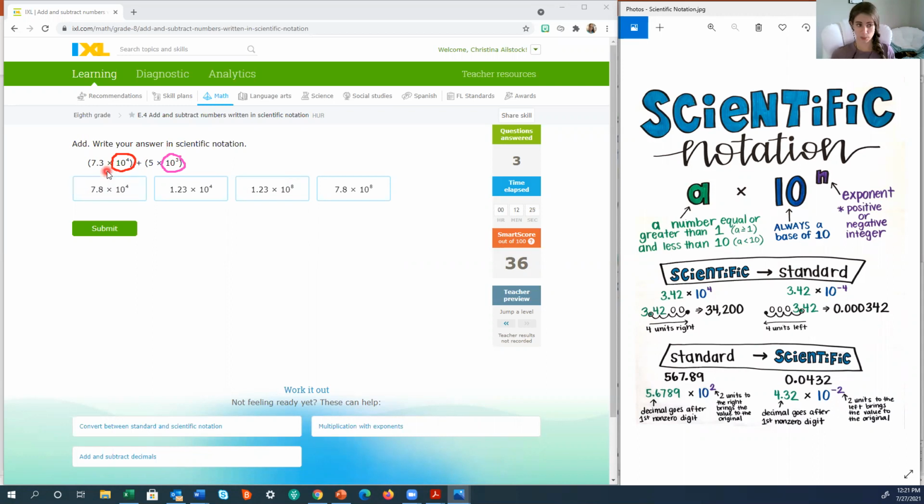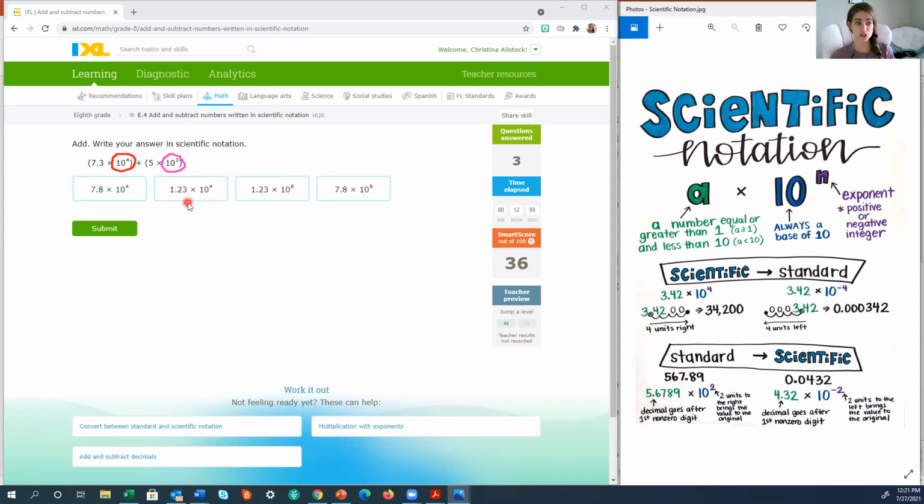Either on this first number, we can move the decimal point so that we lose a spot and it becomes 10 to the third, or we can go to our second value and add a decimal point movement so that it becomes 10 to the fourth. It doesn't really matter which. I'm going to look at my answer choices to help me decide which way I should move it.